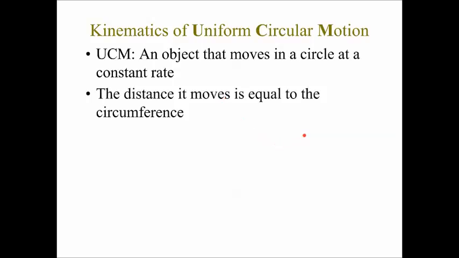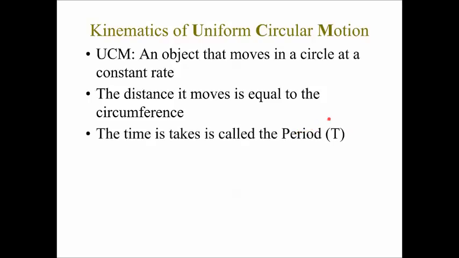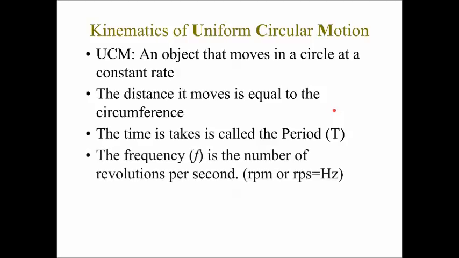The distance that the object moves is, of course, the circumference. The time it takes to go around one time is called the period. So we'll refer to that. And there's one more measurement that comes up, which is the frequency. So the frequency is the number of revolutions per second, or we could actually do revolutions per minute. But revolutions per second has a special unit called the hertz.